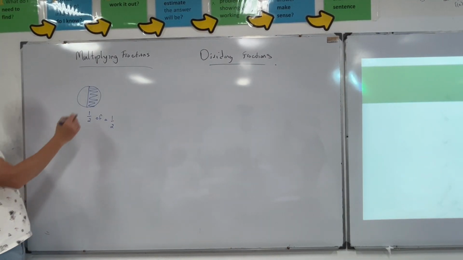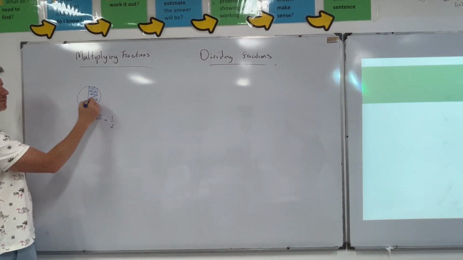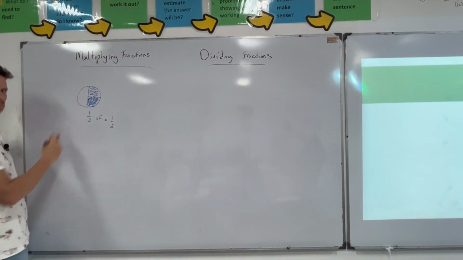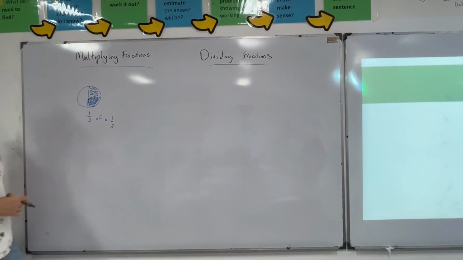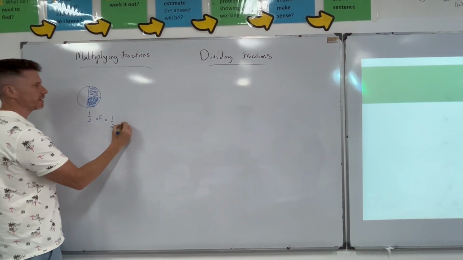Yep. So if I half, this is half a pizza, this is half a pizza, and if I half that, I only have a quarter of a pizza. Make sense? Okay. So half of a half is 1/4.